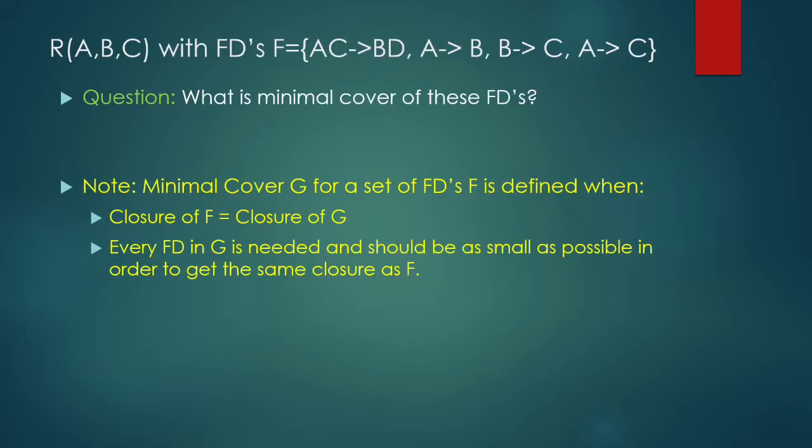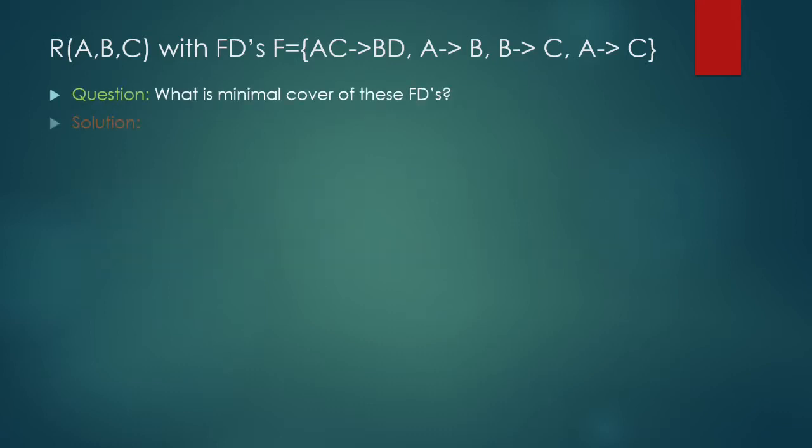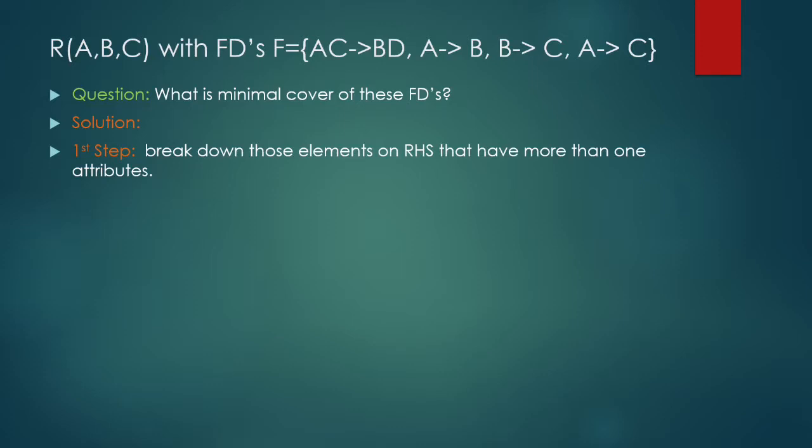To understand what minimal cover is, we must understand a few important pointers. In order to solve this question, there are a few steps that need to be followed. The first step is to break down those elements on the right hand side that have more than one attribute. In our case, the very first functional dependency, AC goes to BD, is violating this step, so we must deal with this first. We can divide AC goes to BD into AC goes to B and AC goes to D. The rest of the functional dependencies will remain the same.